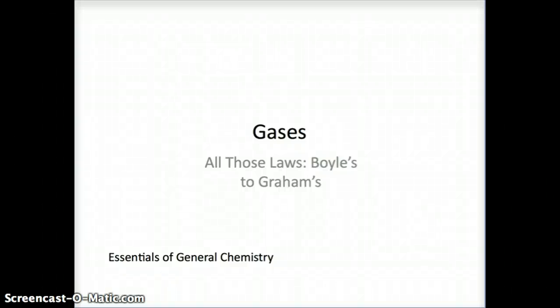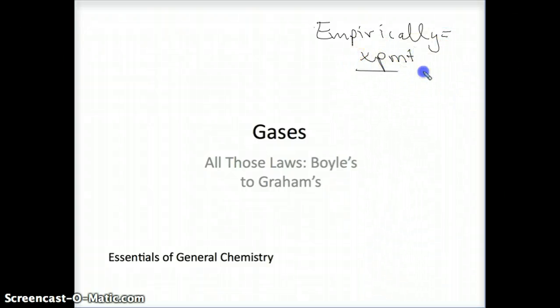When we talk about gases and gas laws, the first thing you want to remember is that they are empirically derived, meaning we're talking by experimentation. Okay? They figured it out by experiment. What they looked at were the basic variables of a gas: pressure, volume, temperature, and the amount of gas. By varying these variables and discovering the relationships between them, we derived all of the gas laws that we're going to talk about.